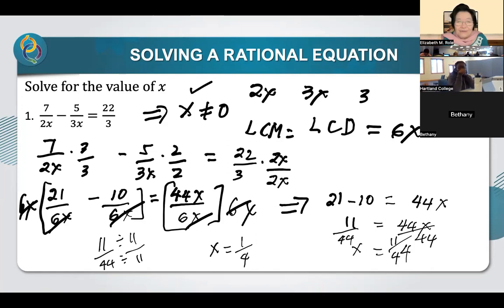So x is equal to 1/4. You can also do the checking, which means that instead of x, we substitute 1/4. So you will now have 7 over 2 times 1/4, 5 over 3 times 1/4, and then equals 22 over 3.